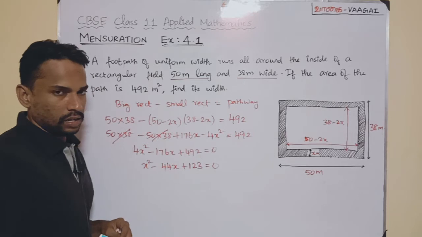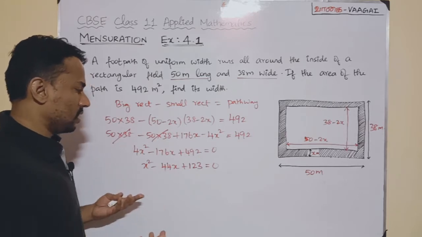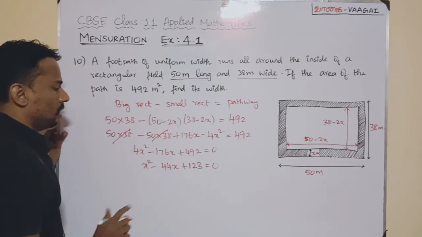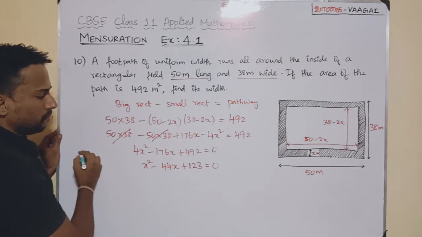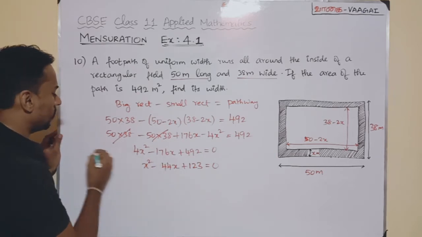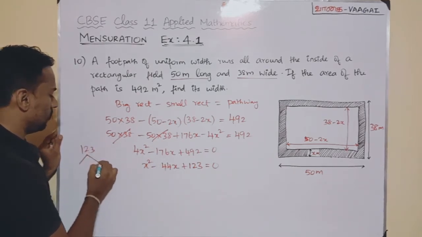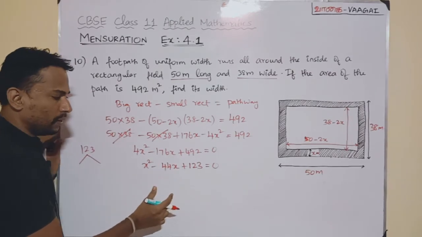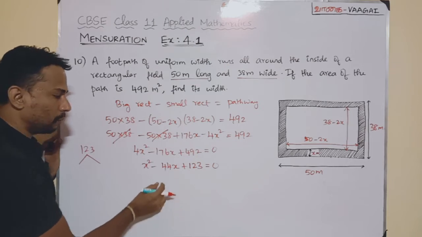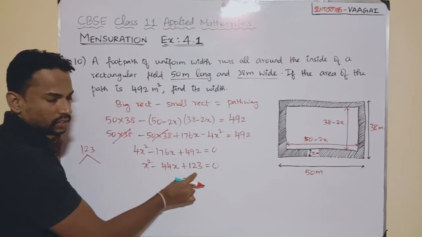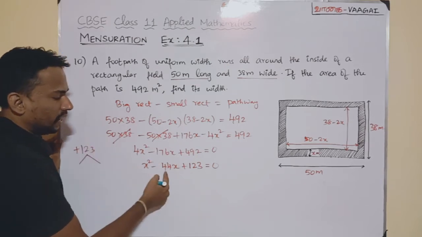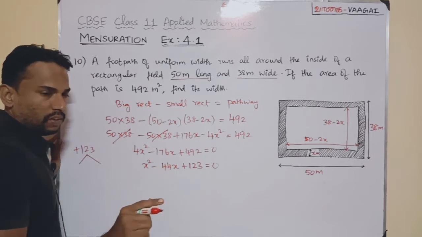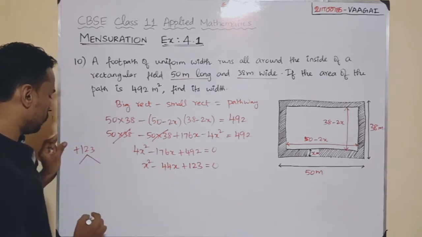Now I can factorize this equation and then get the answer, right? Now listen very carefully. I have to factorize this 123. We will factorize it in such a way that I need to get a pair. And how should that pair be? The pair should be such that the product is 123, but the sum should be minus 44. That way we have to factorize it. Listen carefully. How can I factorize?